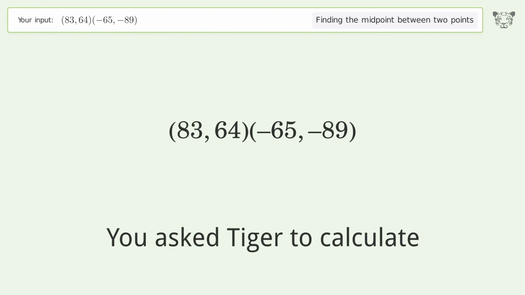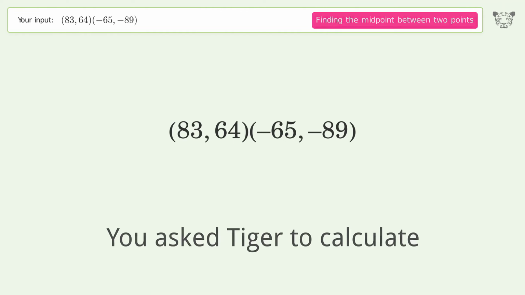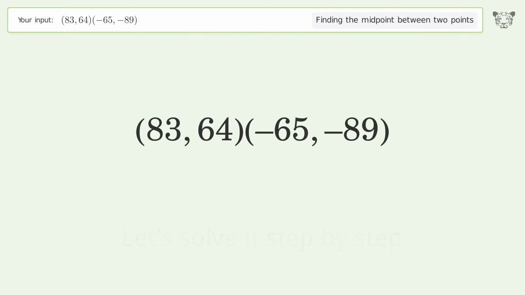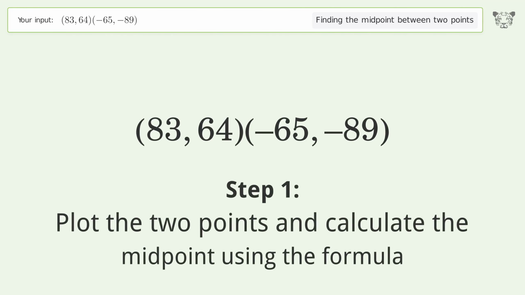You ask Tiger to calculate. This deals with finding the midpoint between 2 points. The midpoint between the 2 points is 9, -12.5. Let's solve it step by step. Plot the 2 points and calculate the midpoint using the formula.